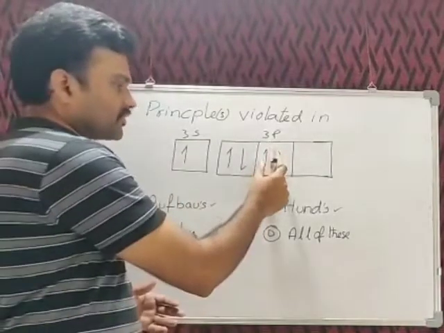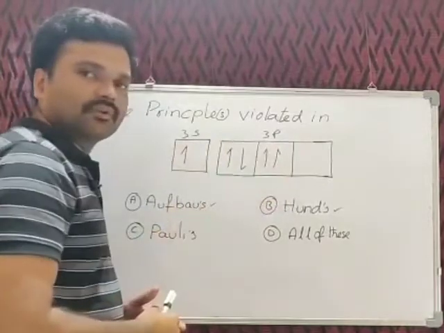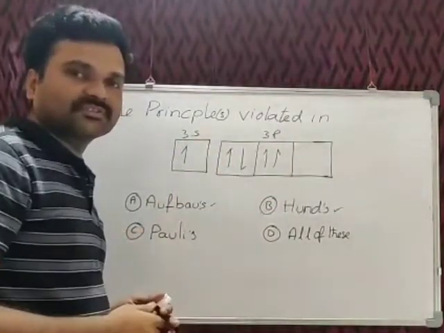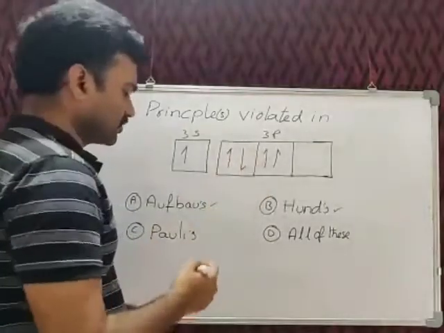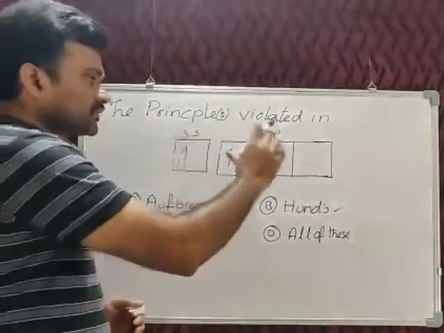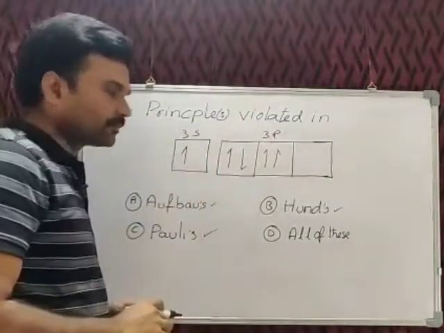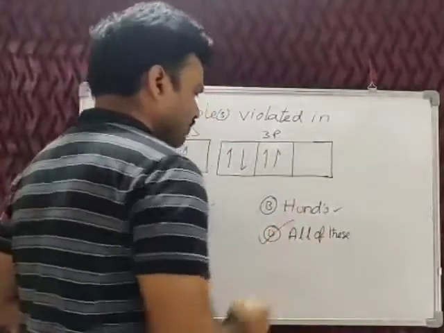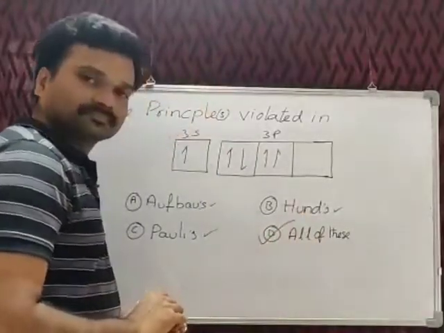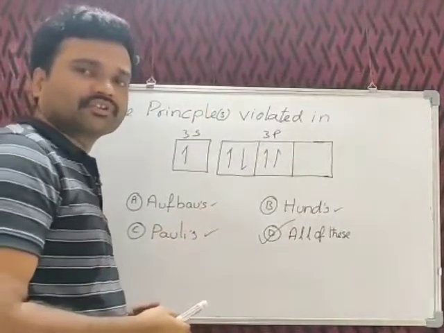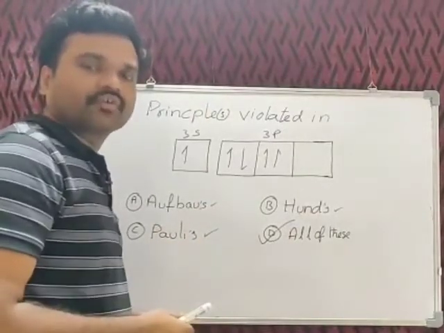So compulsorily there will be two electrons in an orbital if existing. If there are two, there will be opposite spins. But here both are given in the same spin, so this is a violation of Pauli's principle. So in this way, all three principles are violated in this electron configuration. So for this question, the correct answer will be all of these, meaning three principles are violated. Such kind of questions will be asked in competitive examinations based upon electronic configurations.